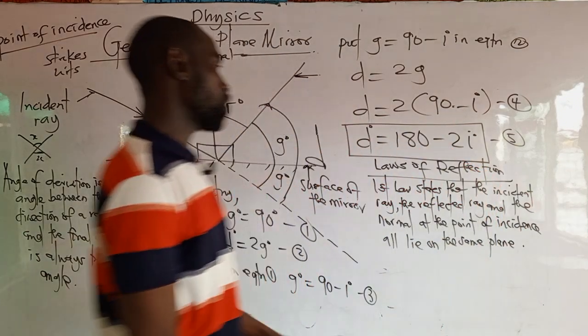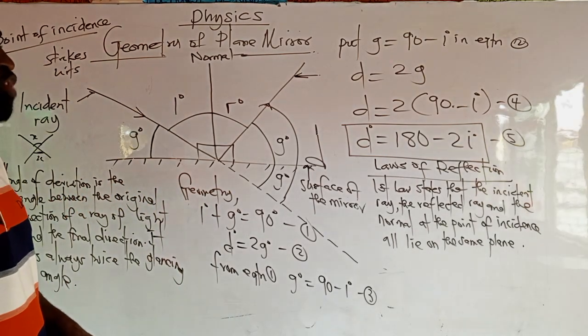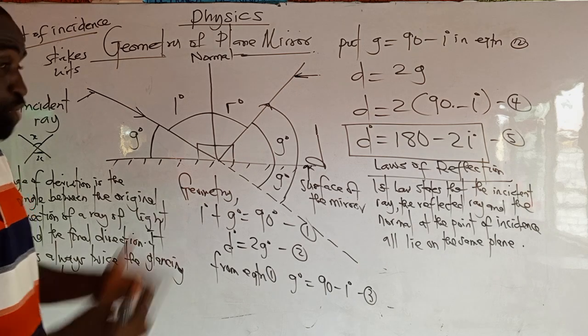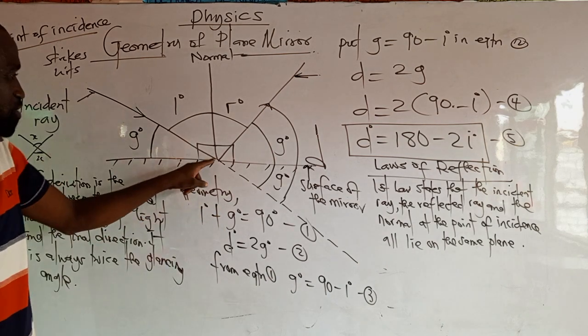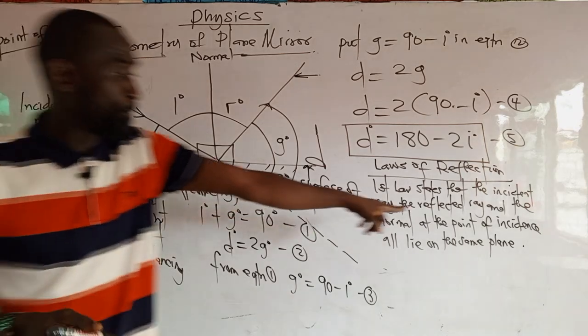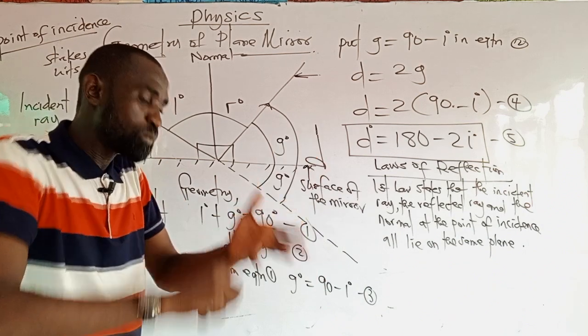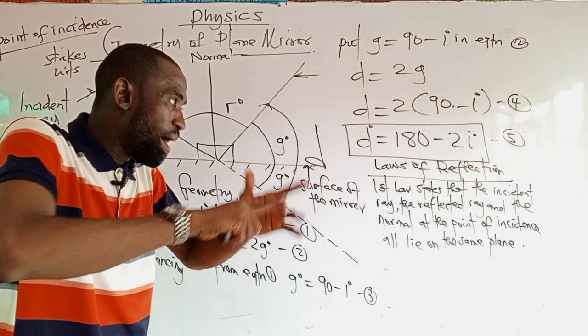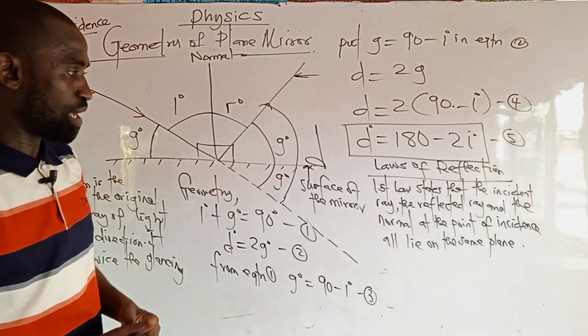That's the first law. First law says that the incident ray, the reflected ray, and the normal at the point of incidence. You know what the point of incidence is now? That's the point where the incident ray strikes the surface of the mirror. That's what we call point of incidence. So you know that it says the incident ray, the reflected ray, and the normal at the point of incidence, they all lie on the same plane.